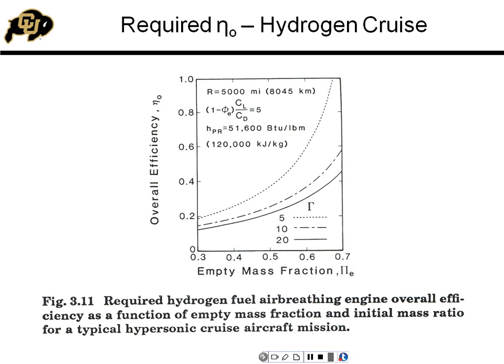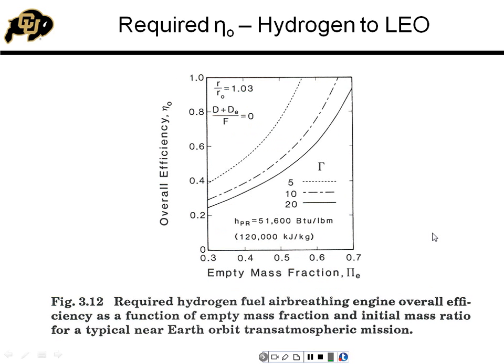I think the next one here, this is the hydrogen accelerator. Same sort of thing, but now you see the efficiencies are very, very high. For any empty mass fraction above 0.3, all of a sudden hydrogen single stage to orbit requires very, very light structures, starting to approach rocket sort of structures. Not quite, but very small, 30% and lower.